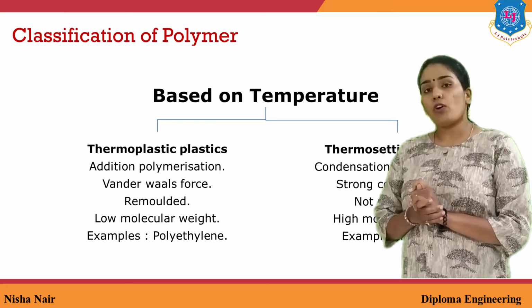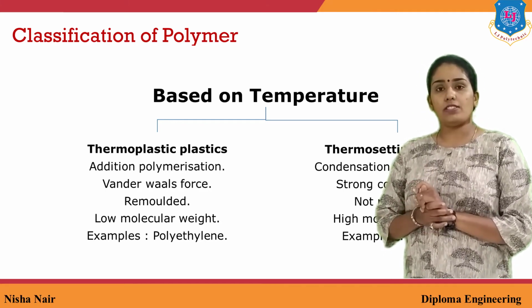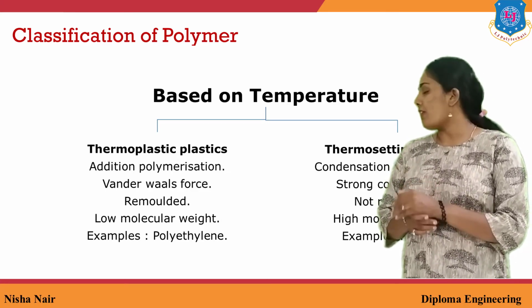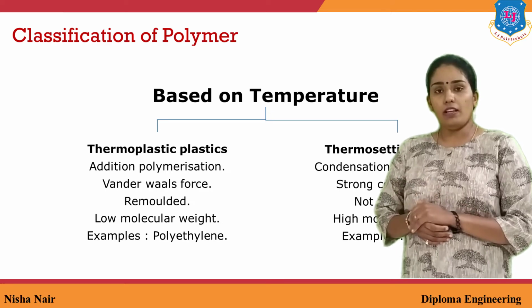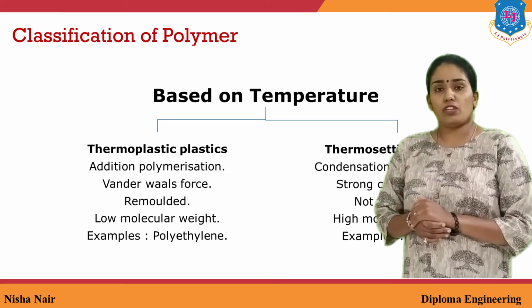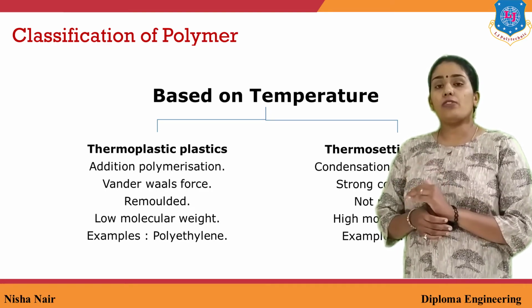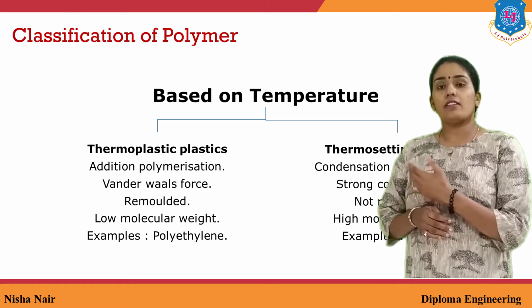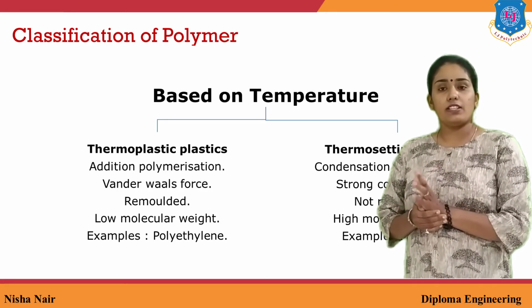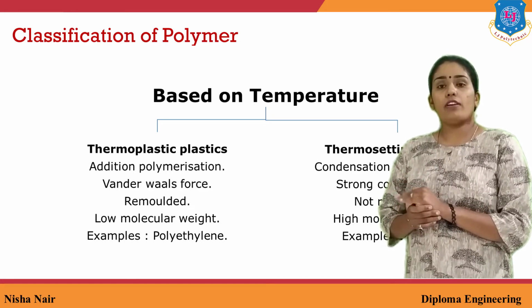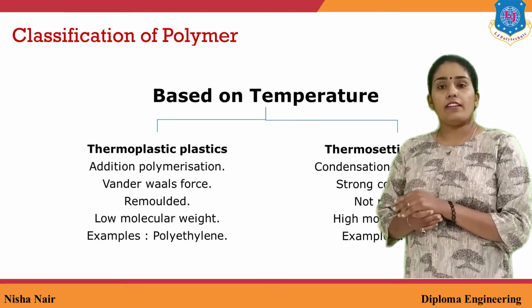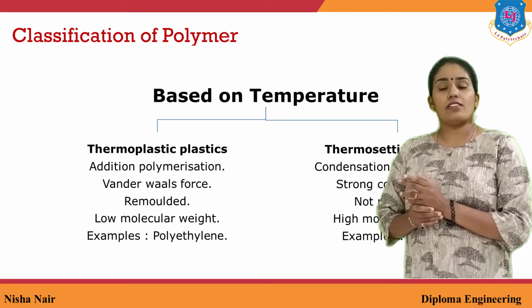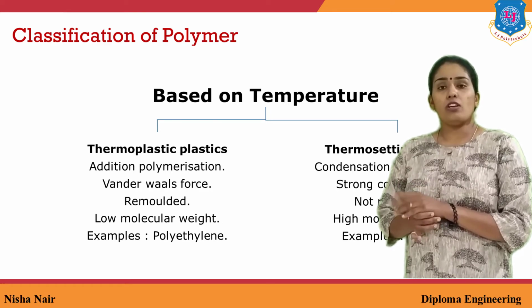In thermoplastic polymer, you can see addition polymerization, their molecular weight will be low, they will be having van der Waals force of attractions and they can be remolded. There are different examples for thermoplastic polymer and mostly here you can see addition polymerization, which means one monomer unit is combined with another, then another with another, means addition of monomer units takes place. Examples for thermoplastic polymers are polyvinyl chloride, polyethylene, Orlon, Teflon, polyacrylonitrile, etc.